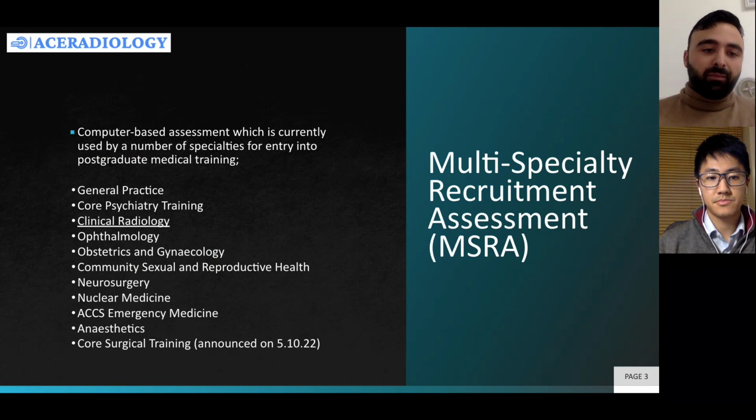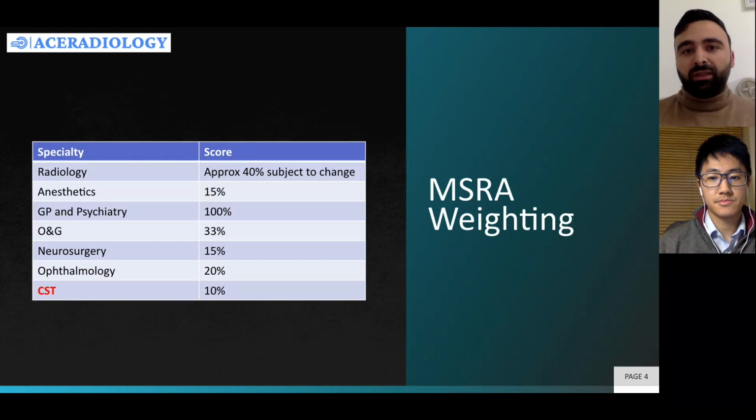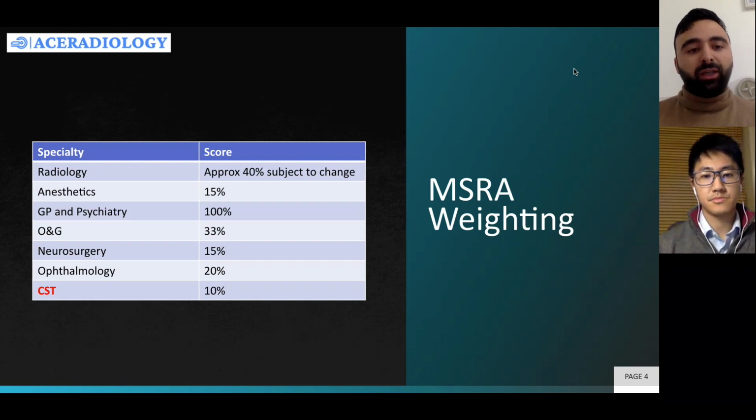So some of the list of the specialties you can see on the list on the screen now. Obviously, clinical radiology has been using it for a long time, and so has GP and core psychiatry. The newest addition this year, some of you might be applying, is core surgical training. As I mentioned, most specialties nowadays are using this, and they weight the score you get from the MSRA differently. So radiology has always been between 30 and 40%, depending year on year, and this is subject to change. Always account for regular news from HE or clinical radiology email. Anesthetics has always been around 15%.